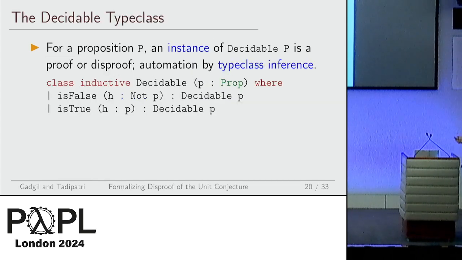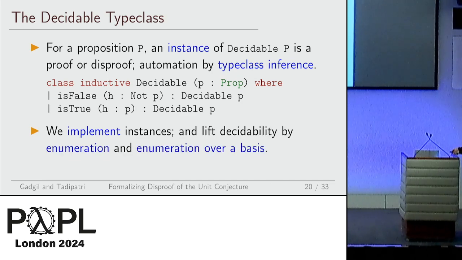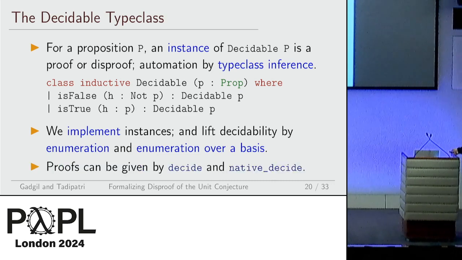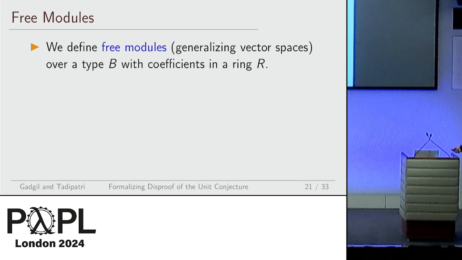Okay, so decidable type class, so given a proposition P, Decidable P is either a proof that it's true or a proof that it's false. For one proposition, this isn't much. For a family is where it will become more interesting. And the fact that this is a type class means there's automation called type class inference, which can provide this for free for you. So we solve decision problems, which is implementation of instances. And we also do our own type class inference to do enumeration. And not just that, for linear maps, enumeration over a basis. Okay, then we use native_decide or decide to give the proofs using these.